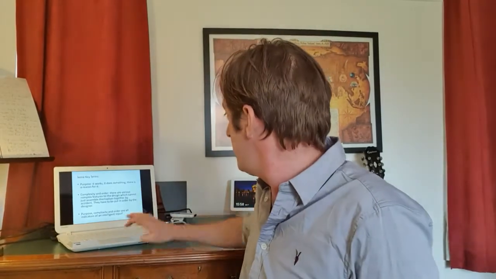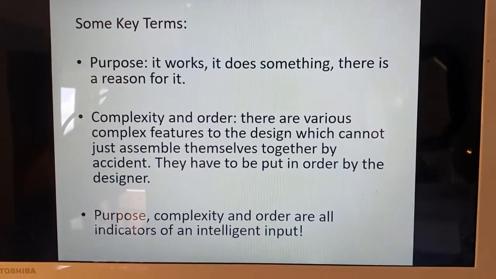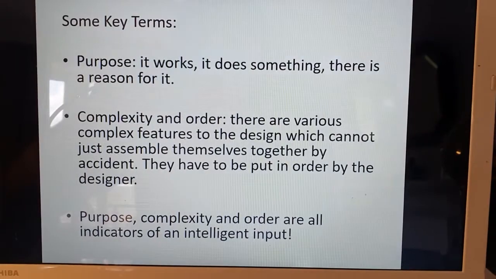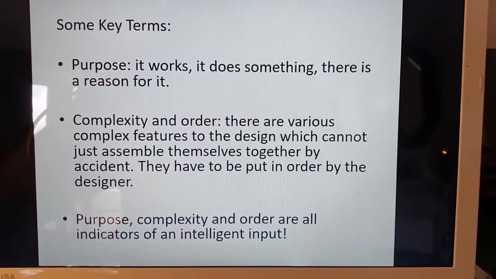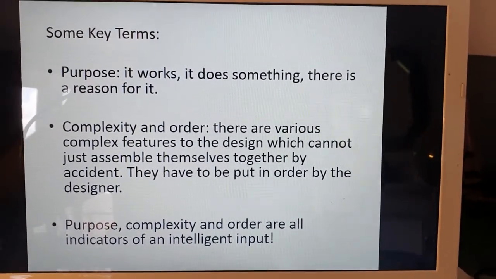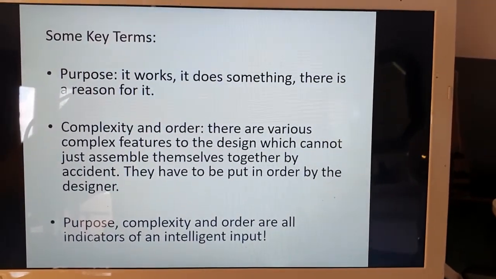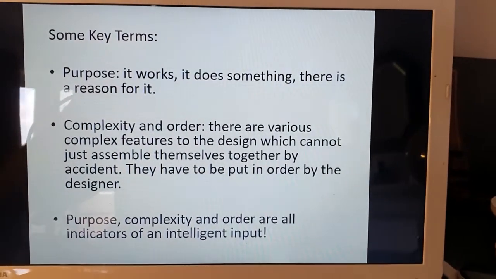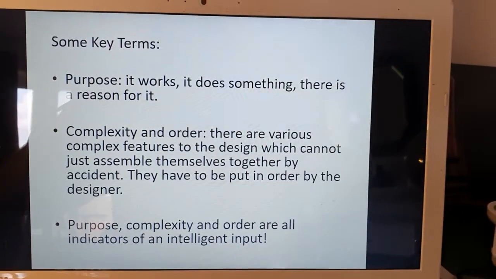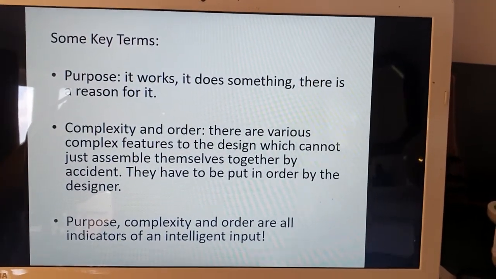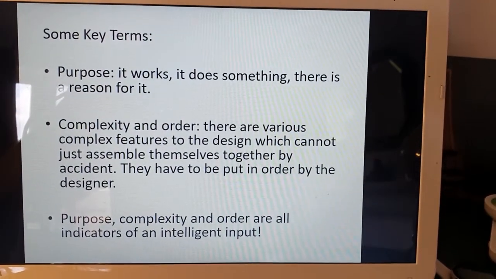So to start off, we'll just kick off with a couple of key words. I'll just pause this and show you more closely. Here they are. So these are some terms that might come up throughout the lesson. Purpose is the first one. This is quite a major word in terms of the design argument, because generally everything that is made has some kind of purpose, some sort of reason for being.